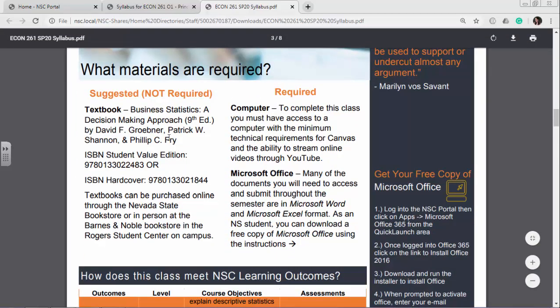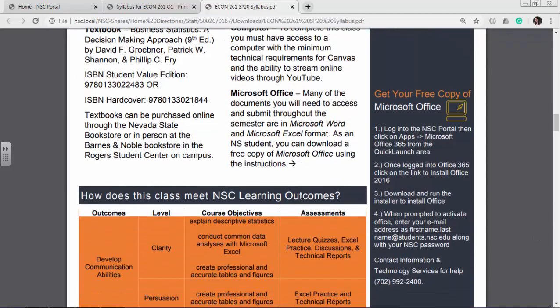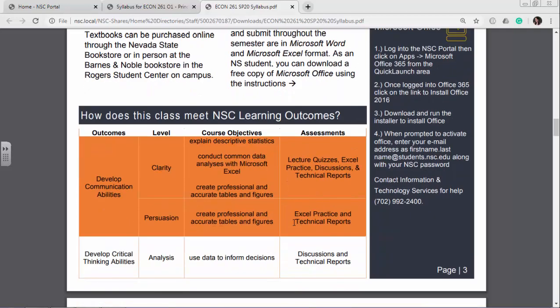Not required, but it is a useful resource. You do have to have a computer and you do have to have Microsoft Office for this class. If you don't have Microsoft Office, look at these instructions over here that will tell you how to get your free copy. Even if you have an old copy of Microsoft Office, please do this and download the newest version so that your computer matches my videos, because I'm going to be giving a lot of video Excel tutorials and I want you to be able to use those.